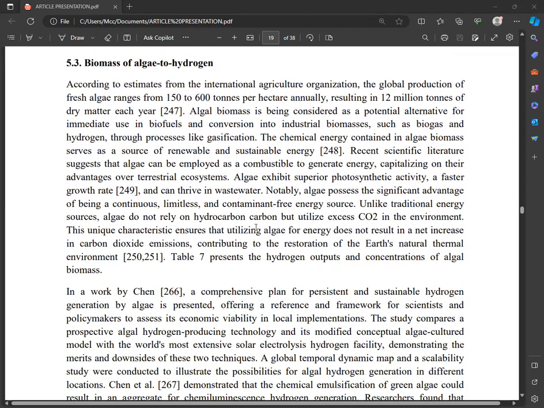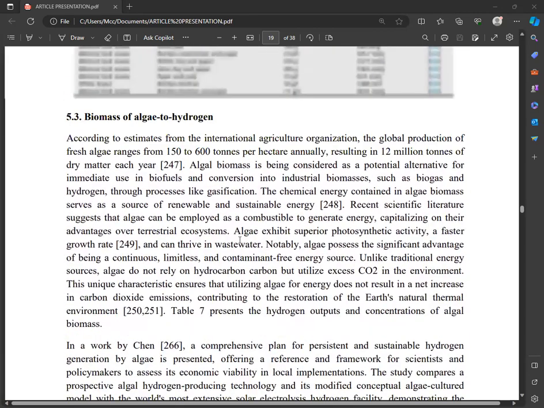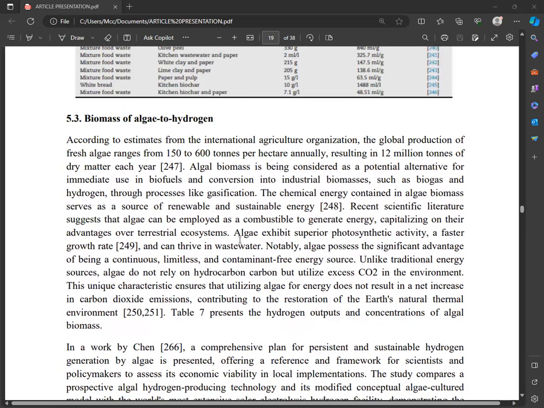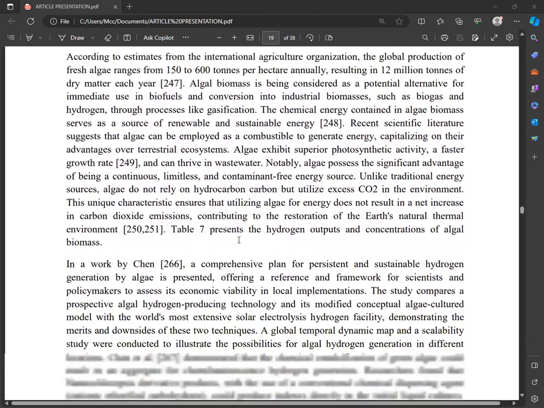The third is to use biomass algae to produce hydrogen. According to estimates from the International Agriculture Organization, the global production of fresh algae ranges from 150 to 600 tons per hectare annually, resulting in 12 million tons of dry matter each year. And these 12 million tons of dry matter each year can produce a lot of hydrogen.